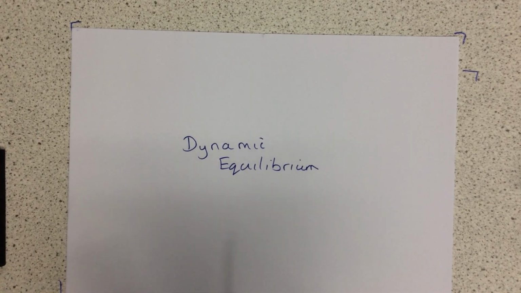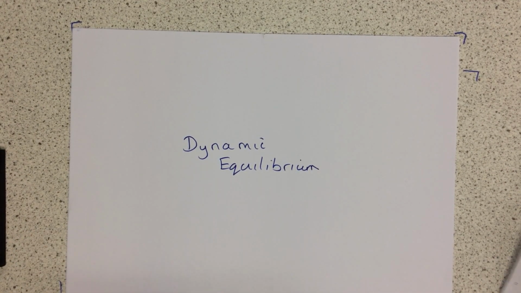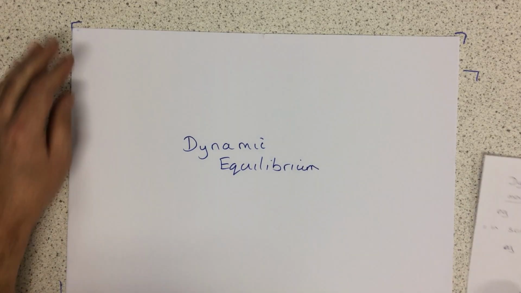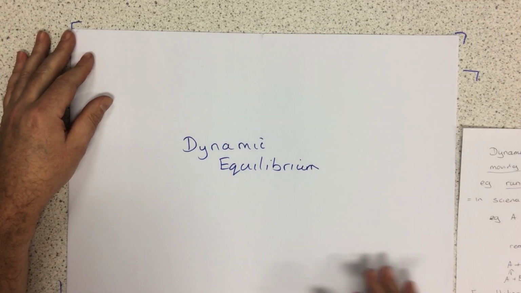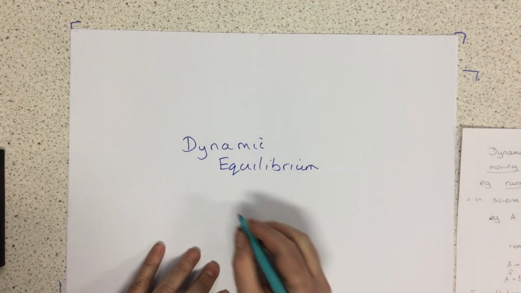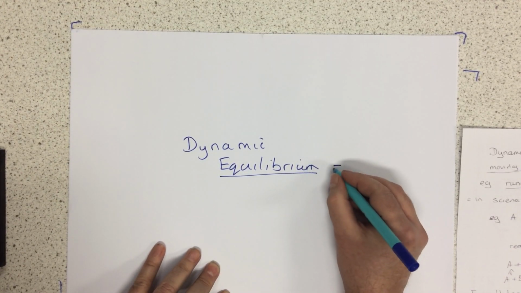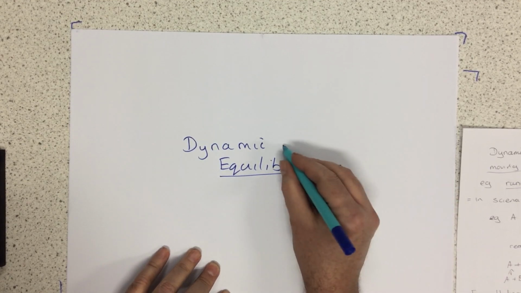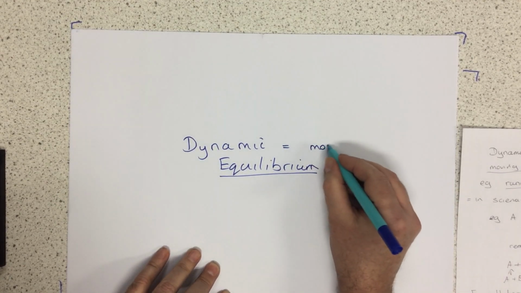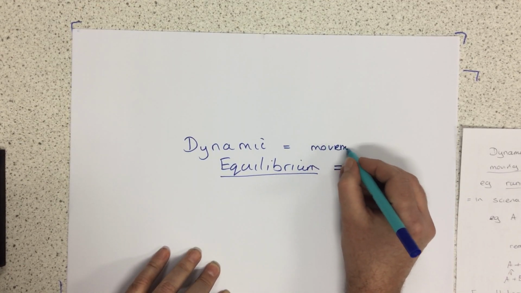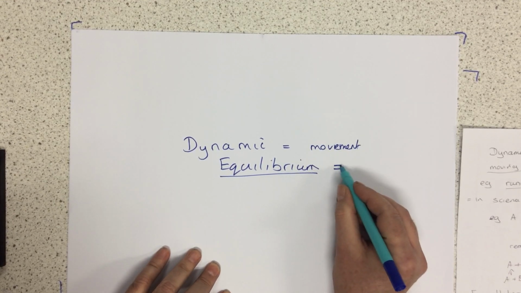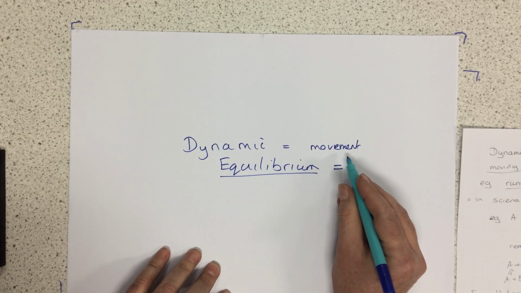Today we're going to be learning about dynamic equilibrium. This is quite a strange feature, so it needs some explaining. If we break it down into two words, we have equilibrium, which would mean everything's equal, and yet dynamic would suggest movement. So it suggests that although everything's equal, things are moving.